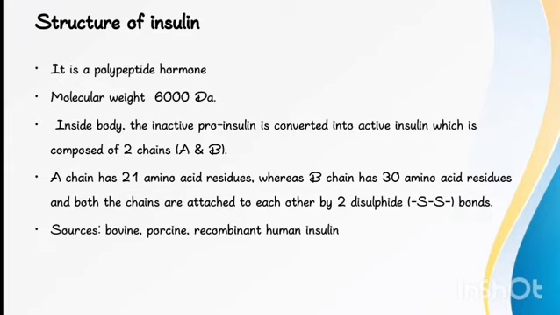Sources of insulin. It can be obtained from bovine and porcine sources, but nowadays recombinant human insulin is commonly used because it is safer and more effective.